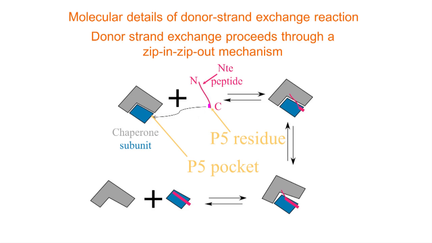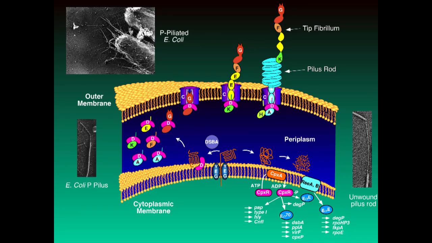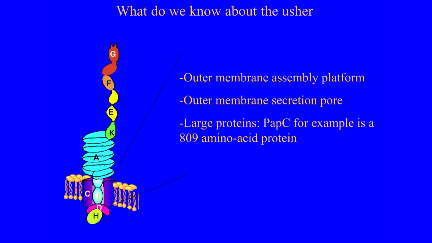So I will show you a movie recapitulating all this in a moment. But what I would like to show you now is what we know about this nanomachine here, the Usher here. So let me remind you what the Usher is. It's an outer membrane assembly platform. It captures chaperone subunit complexes. It allows the subunits to polymerize with each other. And also, it is a secretion pore through which the pilus is going to be secreted.